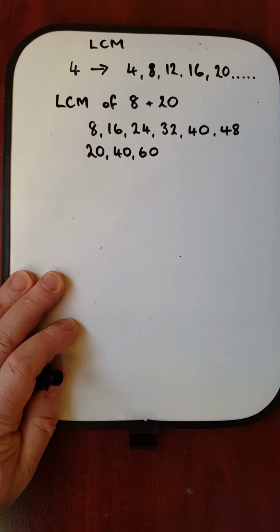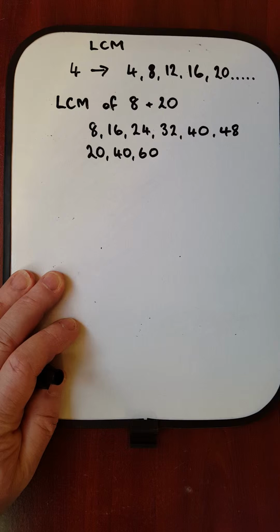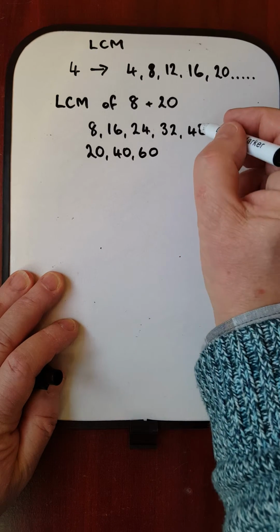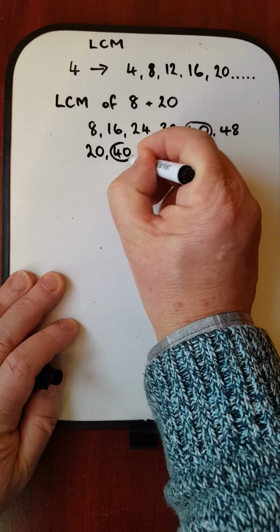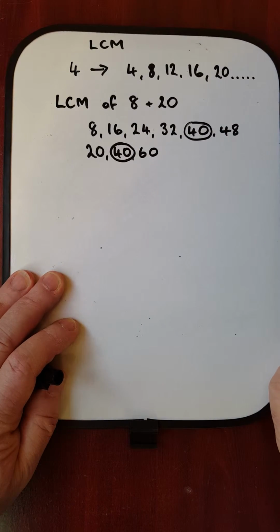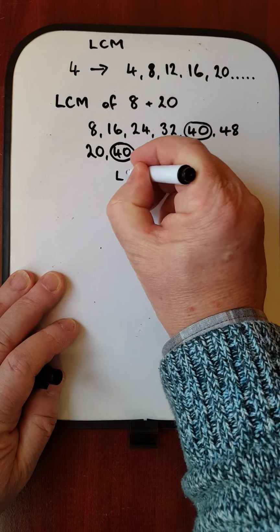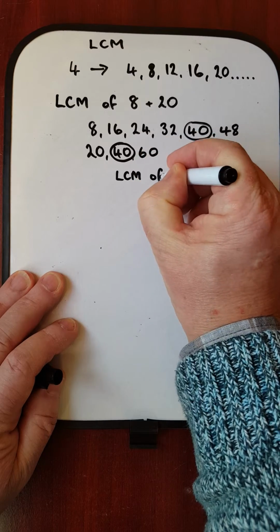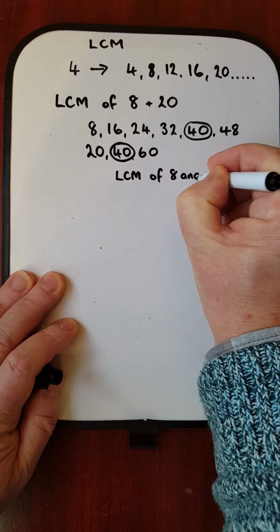And we're going to look to see where the first match is. The first number that's on both lists. And the first number on both lists is 40. So the lowest common multiple of 8 and 20 is 40.